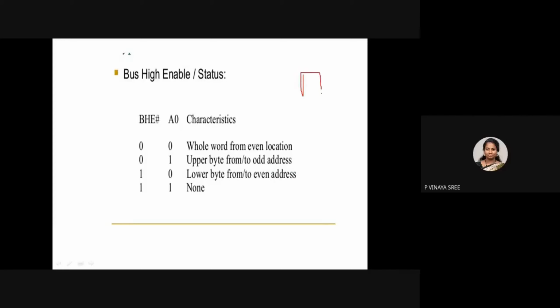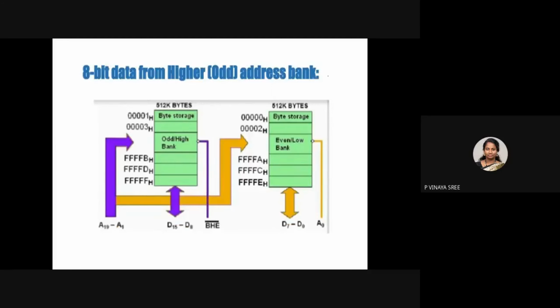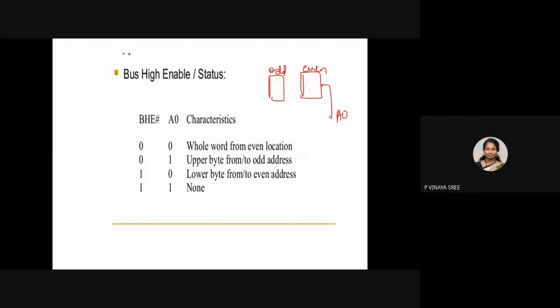So we have two banks, this is your even and let us consider this is your odd bank. A0 is used for deciding which chip has to be selected. I cannot place the same A0 here. Why? Because we have general purpose registers AX, BX. Whenever we want to access the lower order data, we need to access the even one, and the other should not be accessed.